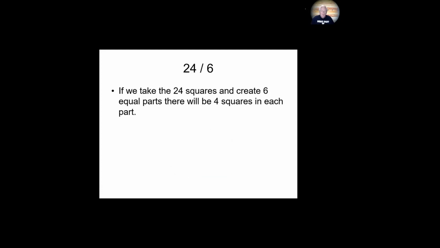Now, we can also take those 24 squares and create 6 equal parts. So let's see what happens when we do that. You notice that what we have now is 1, 2, 3, 4, 5, 6 equal groups. We can tell they're equal because they're all the same in terms of the number of cubes represented. And then when we figure out how many are in each group, there are 4 in each group.